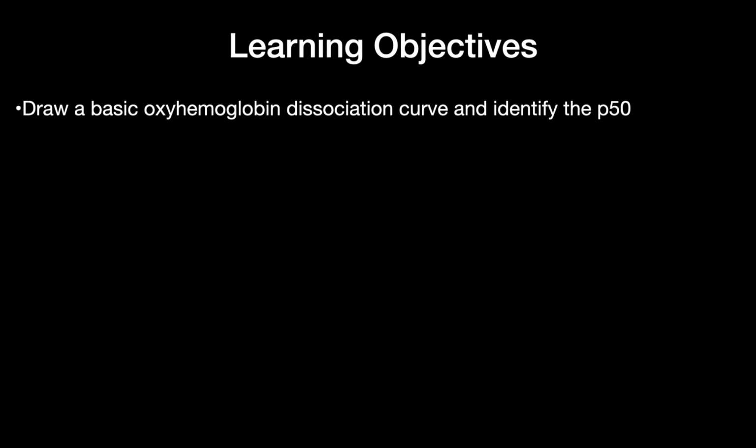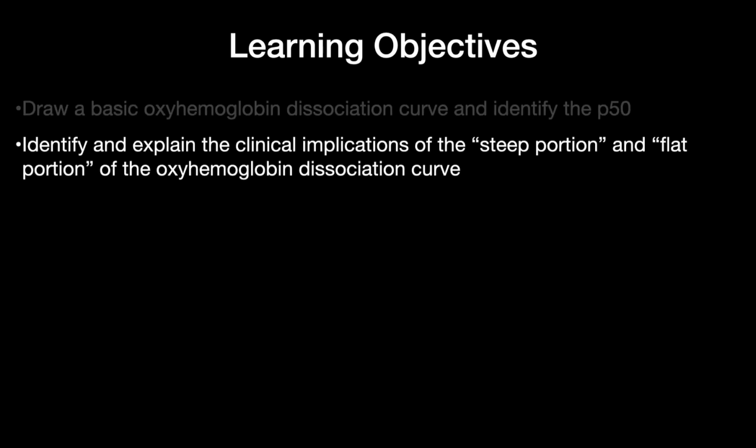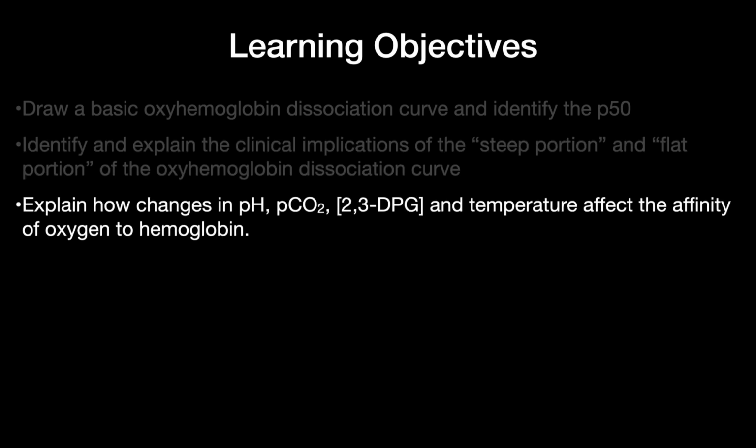Okay, let's talk about the oxygen dissociation curve. Some learning objectives. Draw a basic oxygen hemoglobin dissociation curve and identify the P50. You'll learn that. Identify and explain the clinical implications of the steep portion and flat portion of the oxyhemoglobin dissociation curve. You will learn that. And explain how changes in pH, PCO2, 2,3-DPG, and temperature affect the affinity of oxygen to hemoglobin. You'll learn that as well.